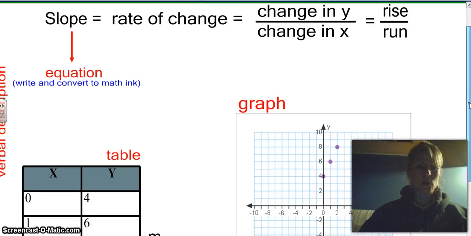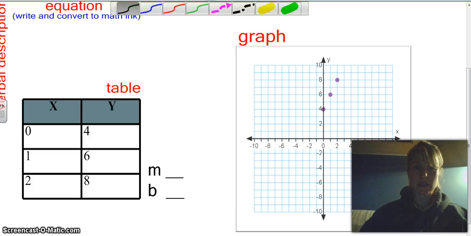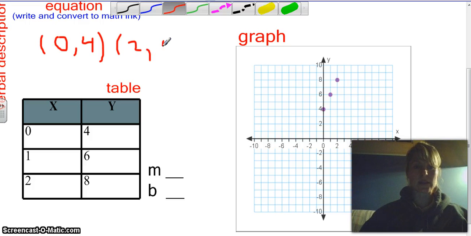Okay, so when we have a table here, we have our x values and our y values. To calculate that slope, you take two of those points, as you did with the paper wad launch. So here, I can take point 0, 4, and I can take another point. It doesn't matter which one. I can take 2, 8.